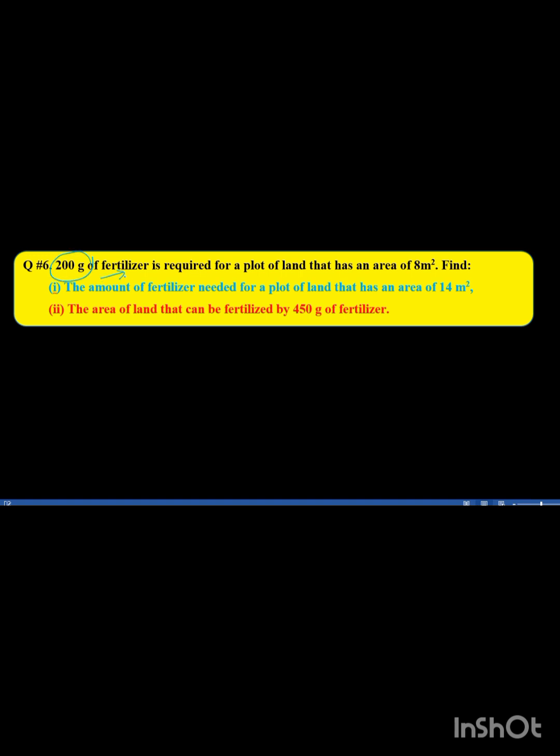200 grams of fertilizer is required for a land of 8 meters square. Find the amount of fertilizer for a plot that has area of 14 meter. Again, we have to find how many grams are required. 200 grams of fertilizer required for area of 8 meter square.